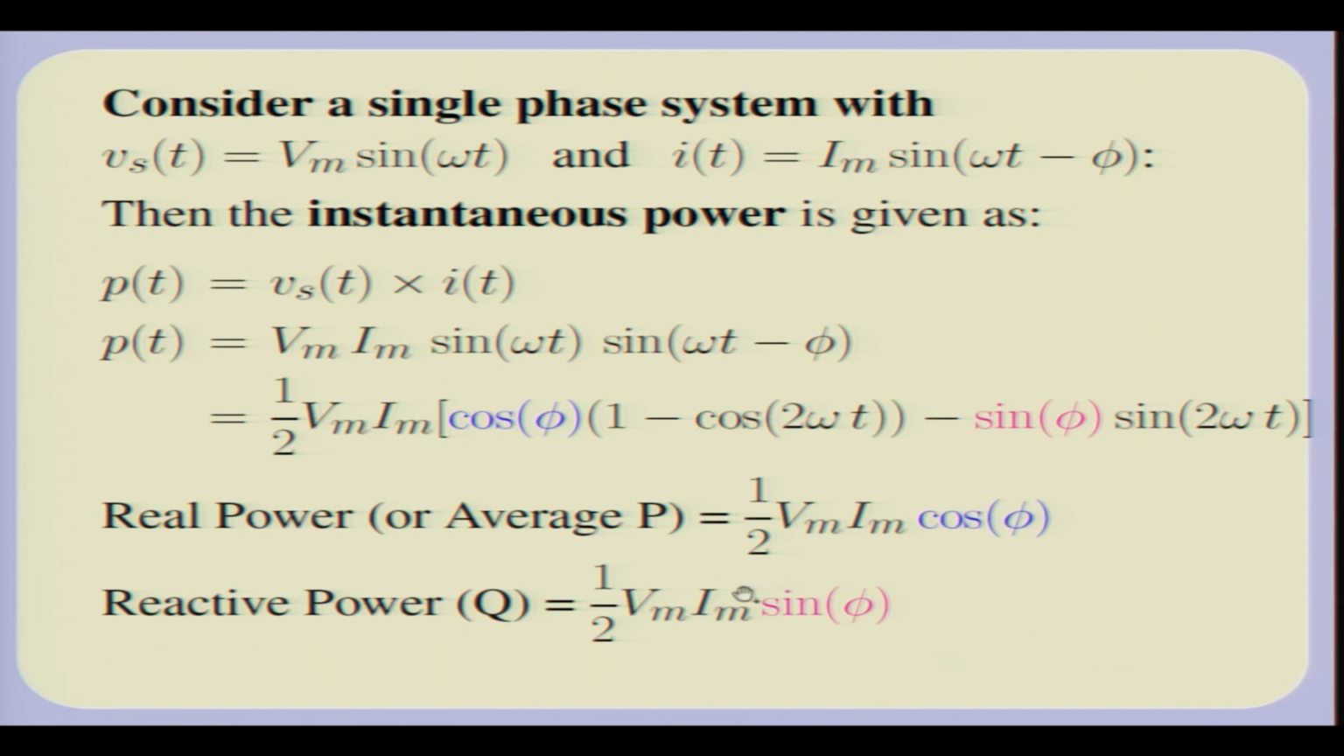Reactive power is, mathematically speaking, one component of the oscillating component of the instantaneous power. There are two oscillating components, cos 2 omega t and sin 2 omega t. One of these components we use for defining reactive power. Is that okay? So, this is essentially half of Vm Im sin phi. So, this is a definition.